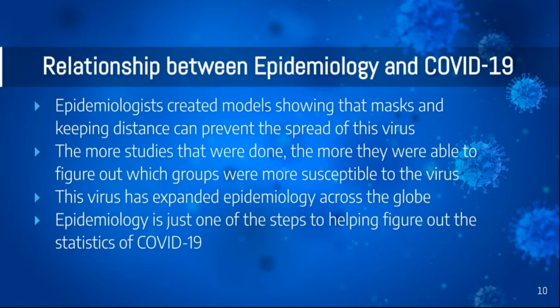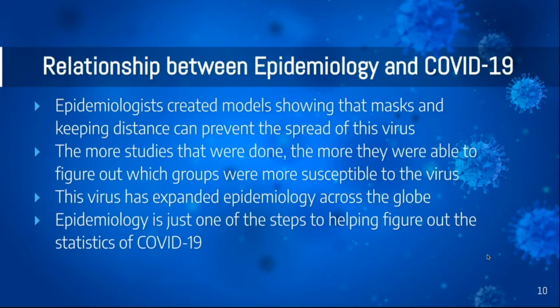And the next point is that the more studies that were done, the more they were able to figure out which groups were more susceptible to the virus. By observing the virus over time, they were able to collect data that this virus affects certain age groups. In this case, it was older people.